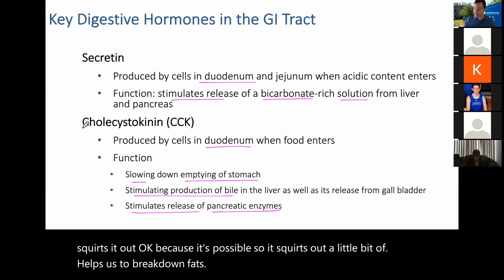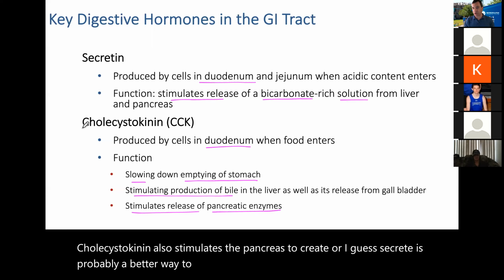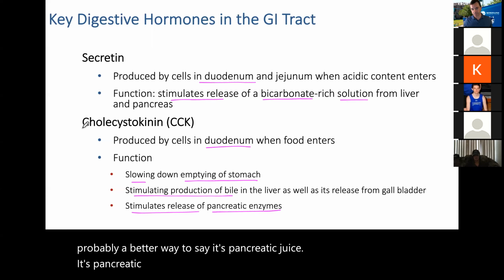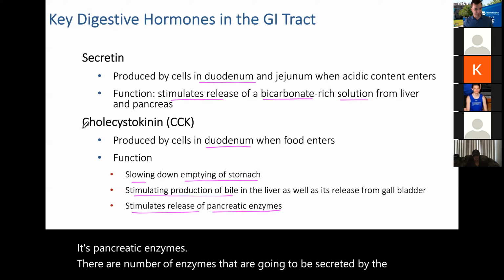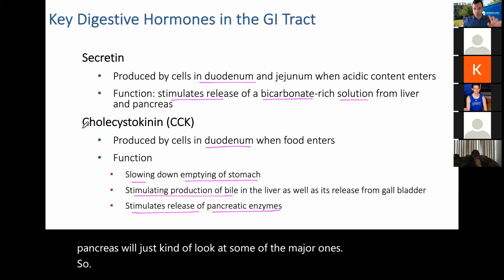Cholecystokinin also stimulates the pancreas to create, or I guess secrete is probably the better way to say it, pancreatic juice. It's pancreatic enzymes. There are a number of enzymes that are going to be secreted by the pancreas. So we'll just kind of look at some of the major ones. So right now we have 3 hormones and a whole lot of enzymes.